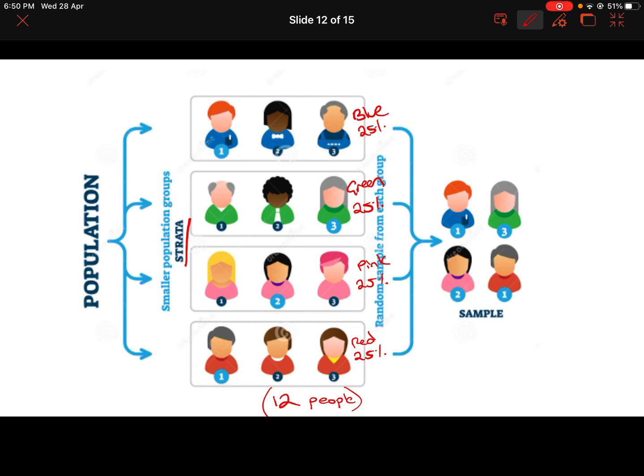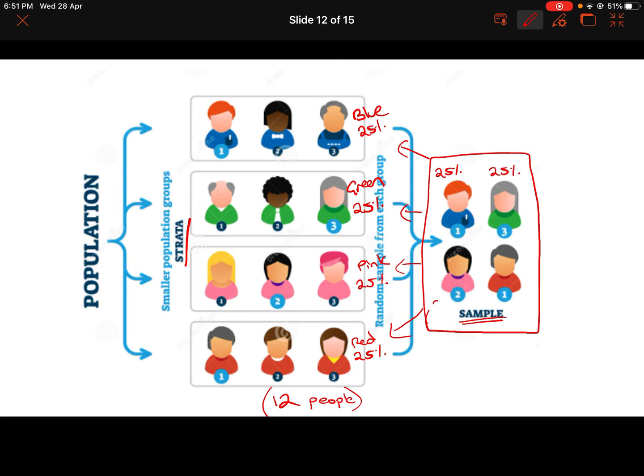What we want to get in our sample is a selection of participants from each strata or each subgroup, and we want them in the same proportion as they occur in the population. So in our sample, we want to make sure that we also have 25% of blue shirts, 25% green shirts, 25% pink shirts, and 25% red shirts. So we need to make sure that our sample contains the subgroups of our population in the same proportion to that which occur in the population.